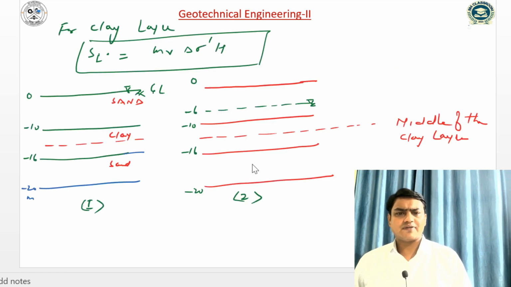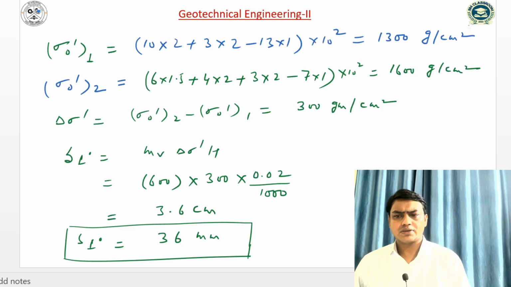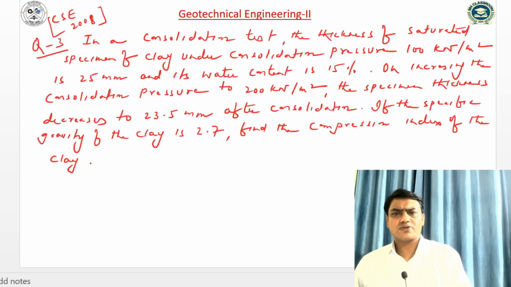Just we have to find the effective stress at the middle of the clay layer. The second condition is the groundwater table at 6 meter below the ground level. So the answer is 36 mm. Let us take another question.